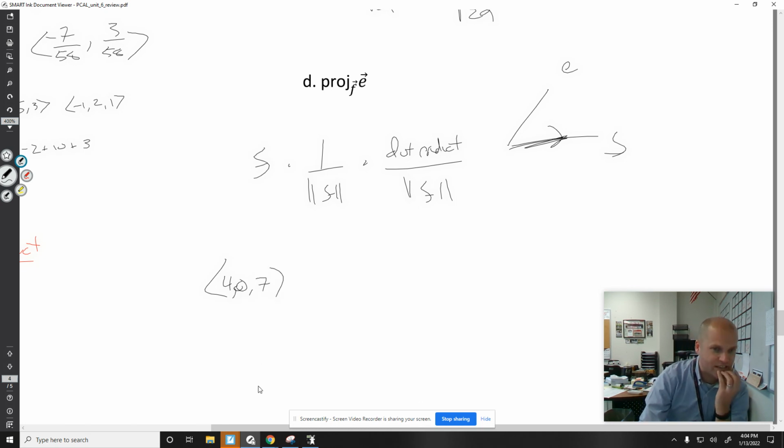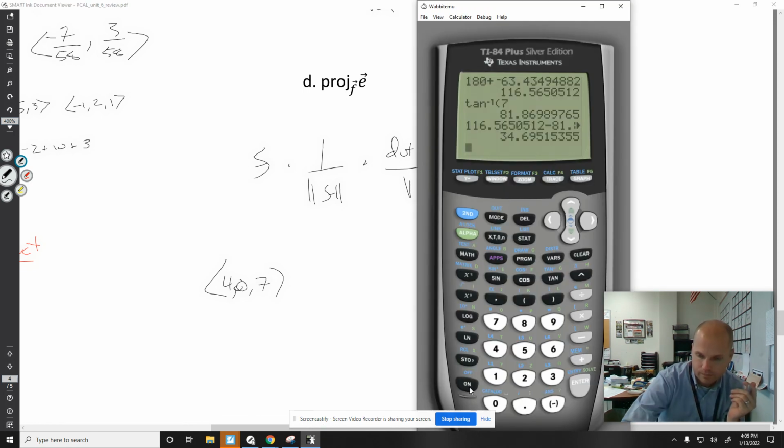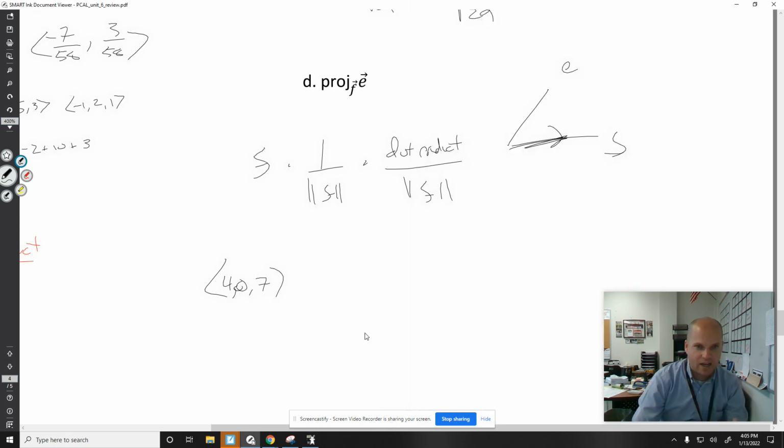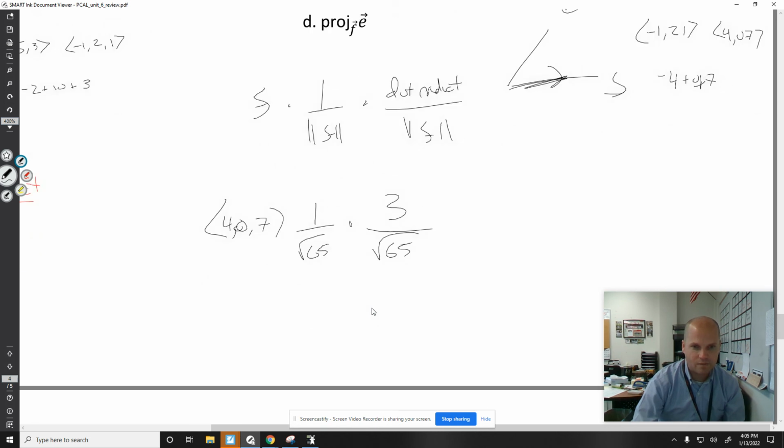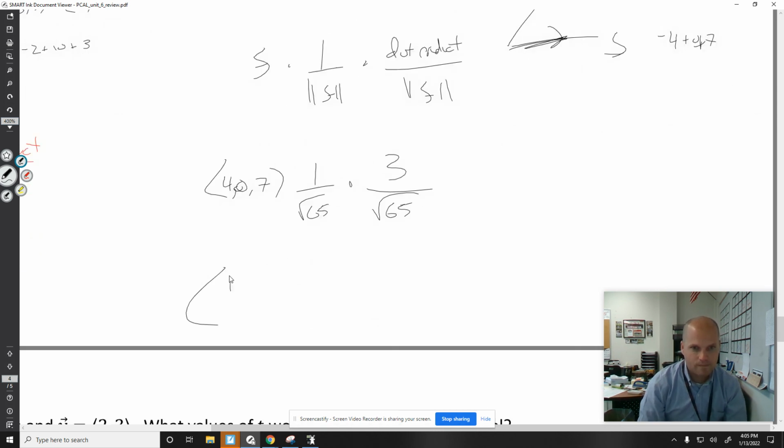F's magnitude is 16 plus 49. Oh, gosh, I can't think anymore. 65. So 1 over root 65. Make sure we take the square root. The dot product of E and F, negative 1, 2, 1 and 4, 0, 7, is negative 4 plus 0 plus 7, which is 3. So these vectors are helping each other out, but not much. Root 65. Not pretty. Sure, simplify. 12 over 65. 0. 21 over 65.